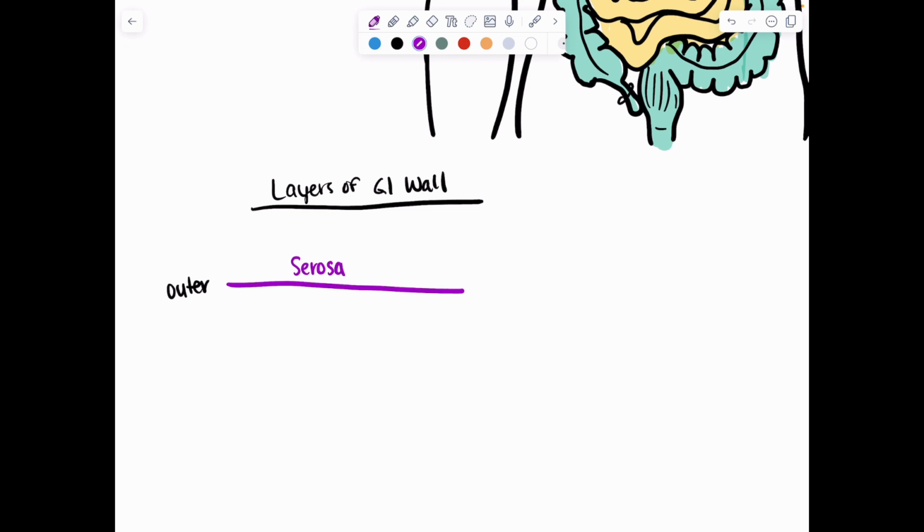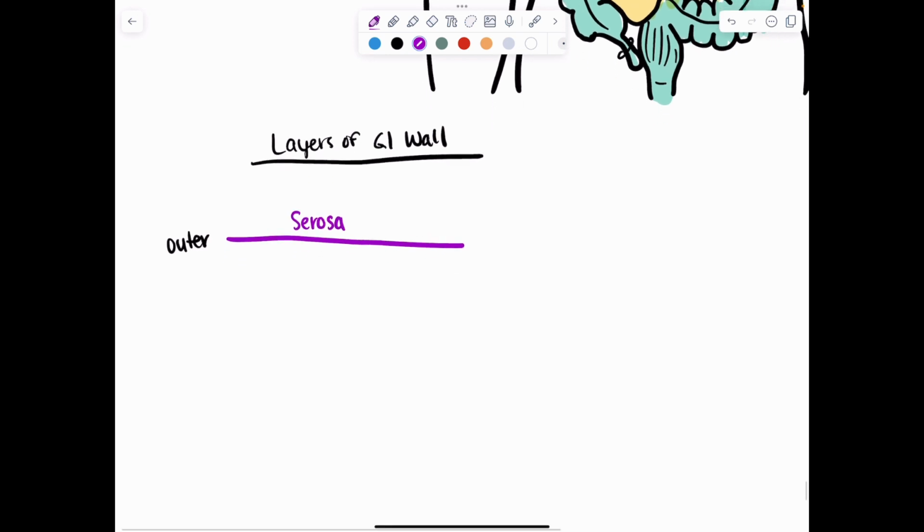So a serosa is going to be the outlining of it. Now, when we talk about the esophagus, it actually doesn't have a serosa, it has an adventitia. It's a little different, but serosa is, in general, the easier one to remember. So serosa or adventitia. The adventitia is only esophagus. My spelling today is really bad, guys. I'm so sorry. So that's my outer layer.